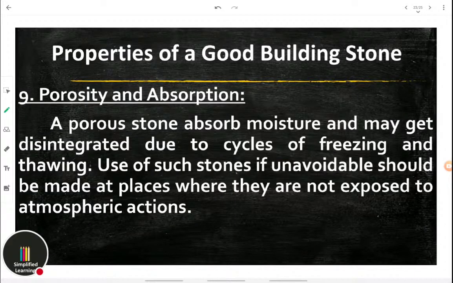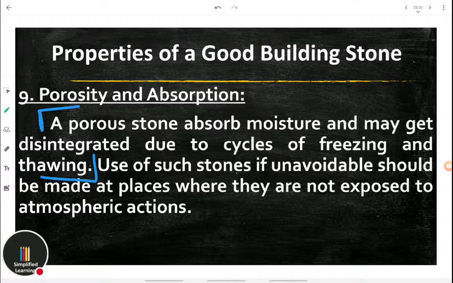Porosity and absorption. When we are talking about porosity and absorption, the stone must be having some cavities, some voids, some pores in it, and only then is porosity and absorption present in the stone. A porous stone absorbs moisture and may get disintegrated due to the cycle of freezing and thawing.